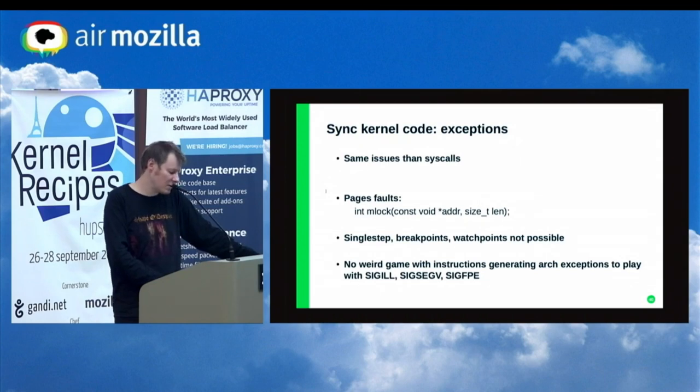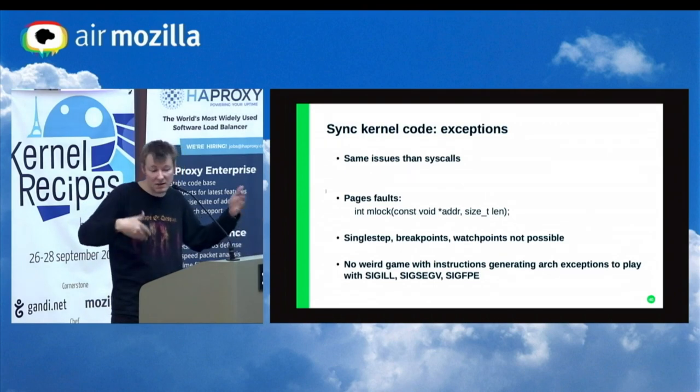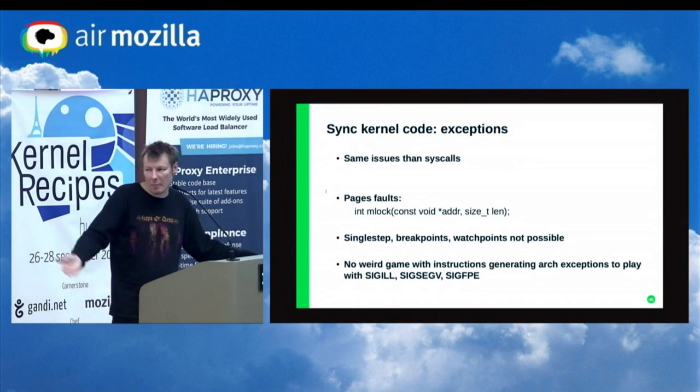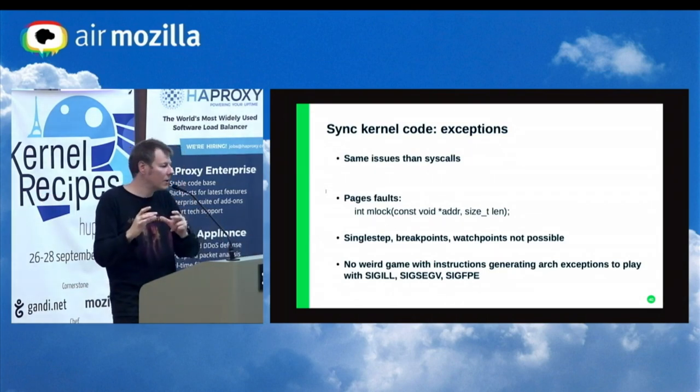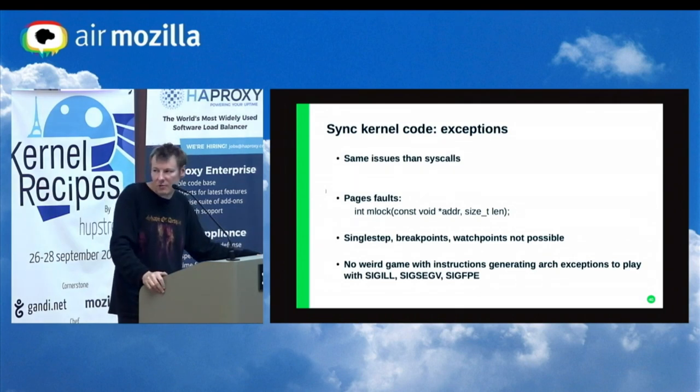Exceptions, so this is mostly about page faults. You really need to avoid page faults because they make you enter into the kernel and they can start whatever kernel threads. So you need to use mlock in order to lock a specific area in memory and avoid it being paged. And also, of course, you need to avoid ptrace, but who uses ptrace on bare metal workloads anyway?